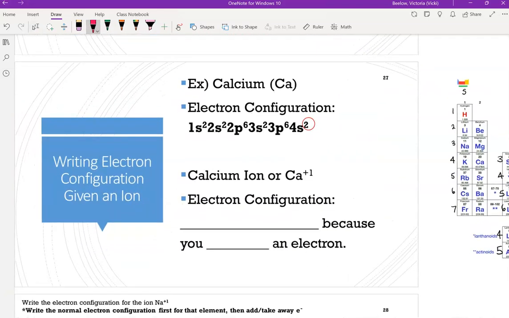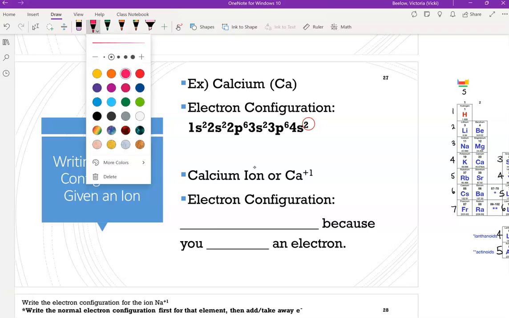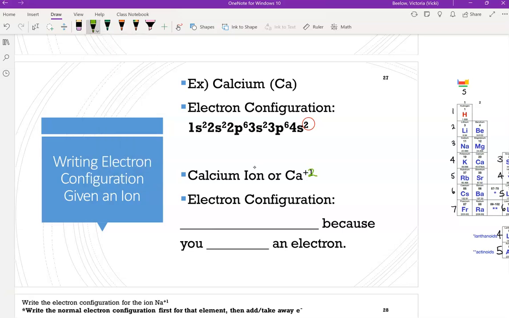All right, so this is a typo, so please fix this. This should be a 2, actually.